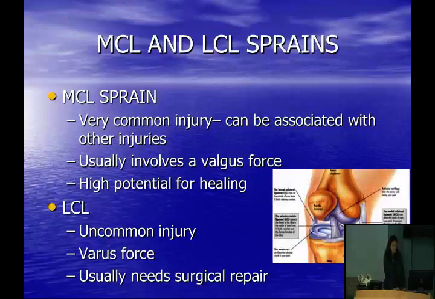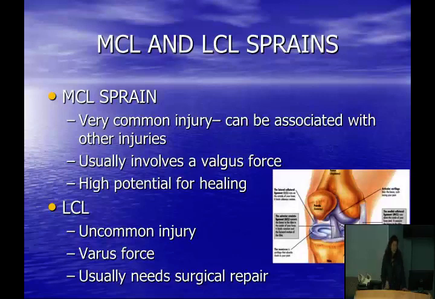collateral ligament. It has a high potential for healing. The MCL is rarely ever fixed, but it can hurt unbelievably bad. These patients are a bit of the bane of my existence. I have a list of the bane of my existence, and this is on it, because they hurt. If you have a bad MCL, sometimes for months and months, they're frustrated, and then they're frustrated at you because you can't fix them, but they don't understand that this ligament just needs to heal.